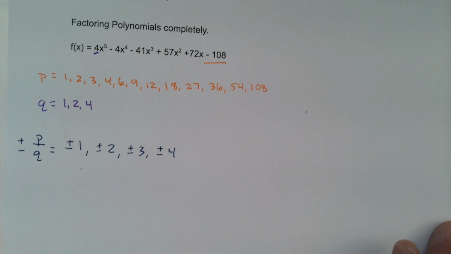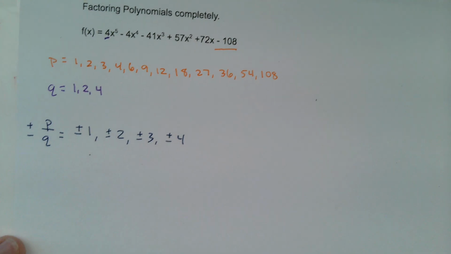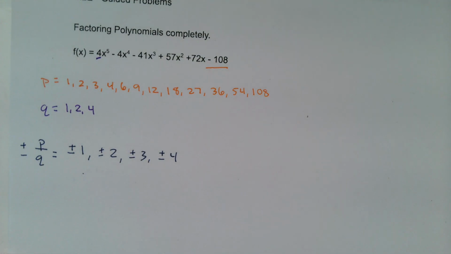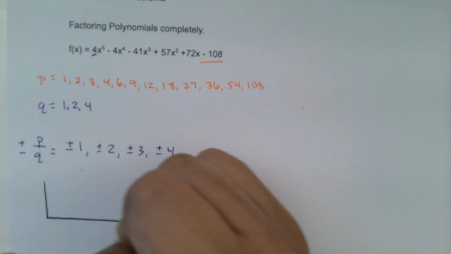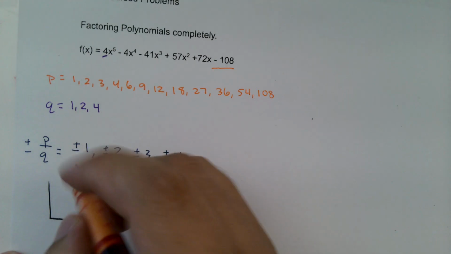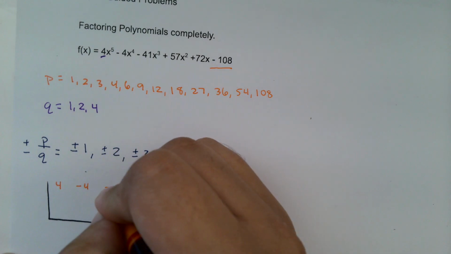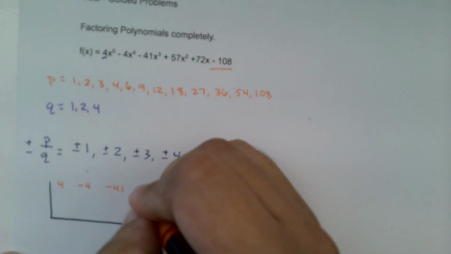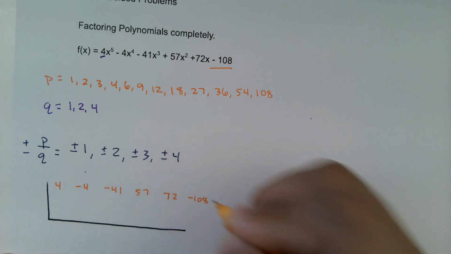Let's see how evil I was to myself last night. I don't remember. Oh, I was really evil. This is x to the power of 5. Huh. Okay. Synthetic division. We got 4, negative 4, negative 41, 57, 72, and negative 108.